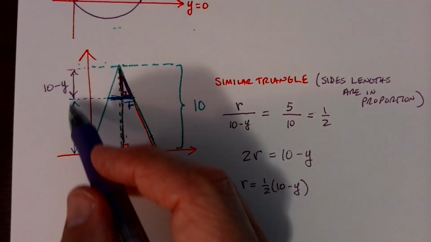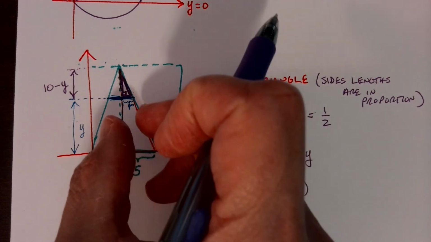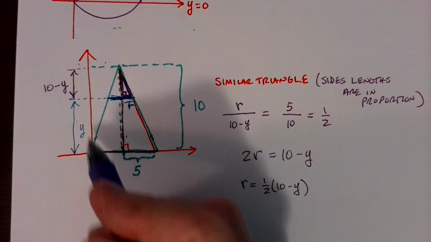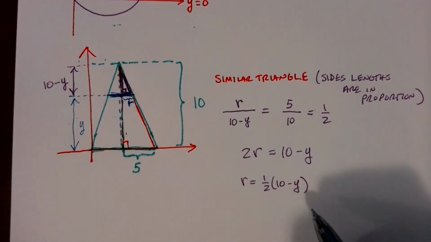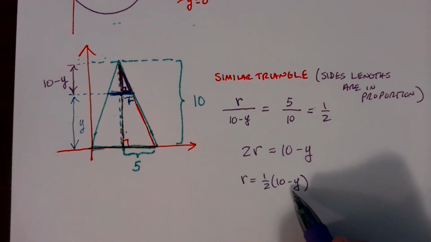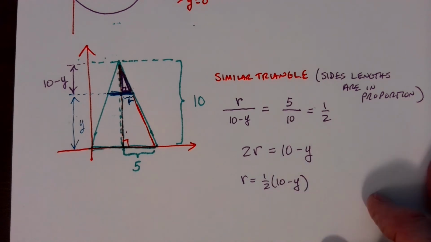And then also as Y goes to 10, what's happening to R? R is getting smaller, smaller, smaller, smaller. By the time Y gets to 10, R has gone to 0. Is that true when Y is 10? Is R equal to 0? Yes. So notice, a quick check of that to make sure that your relationship is indeed accurate.